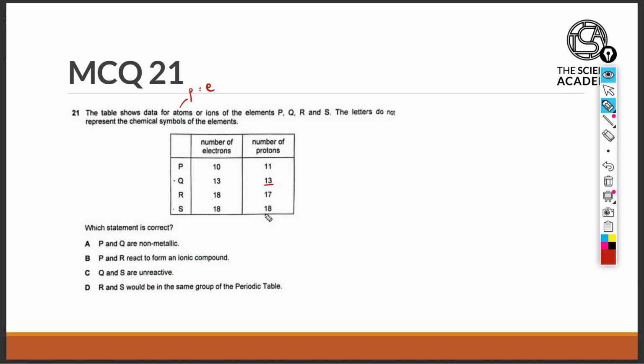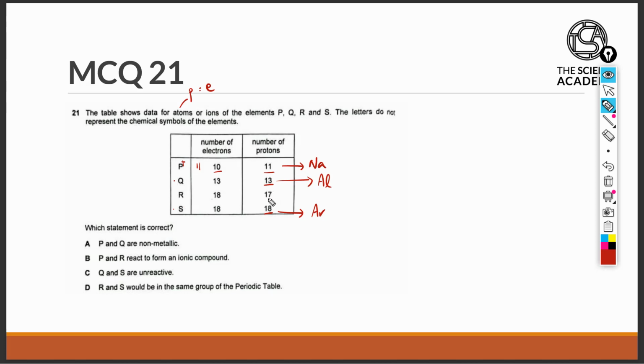Using these values given, from the periodic table, the element that has 13 protons is aluminium, and the element that has 18 protons is argon. For P, the initial number of electrons is 11, because the number should be the same as the number of protons, but it has only 10 electrons now, which means it has given away 1 electron. This makes P a cation with a +1 charge, and the element that has 11 protons is sodium.